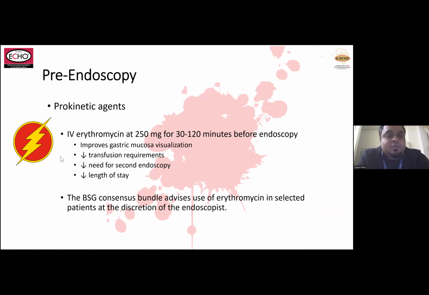Regarding pre-endoscopic agents, the American guidelines recommend giving IV erythromycin to all the patients who you would be scoping. Basically we give 250 milligrams 30 to 120 minutes before the scope. It improves gastric mucosal visualization, and studies have shown that it decreases the transfusion requirement and the need for a second endoscopy, and also decreases length of stay.